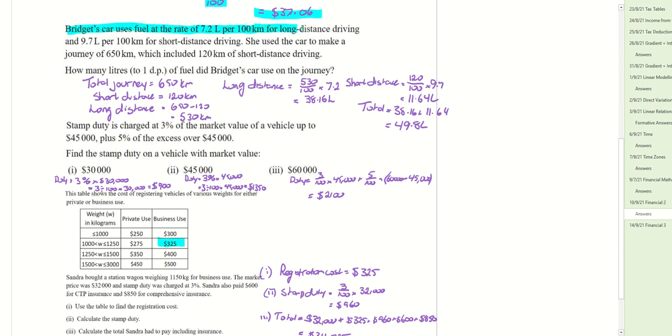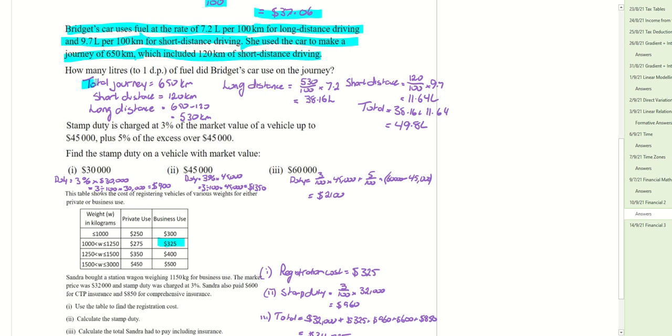Looking at our next lot of questions, we've got Bridget's car uses fuel at the rate of 7.2 litres per 100 kilometres for long distance driving and 9.7 litres per 100 kilometres for short distance driving. She used the car to make a journey of 650 kilometres, which included 120 kilometres of short distance driving. Now, how many litres to 1 decimal place of fuel did Bridget's car use on the journey?